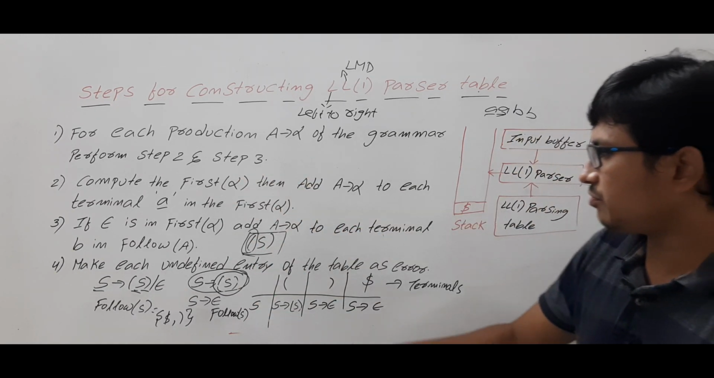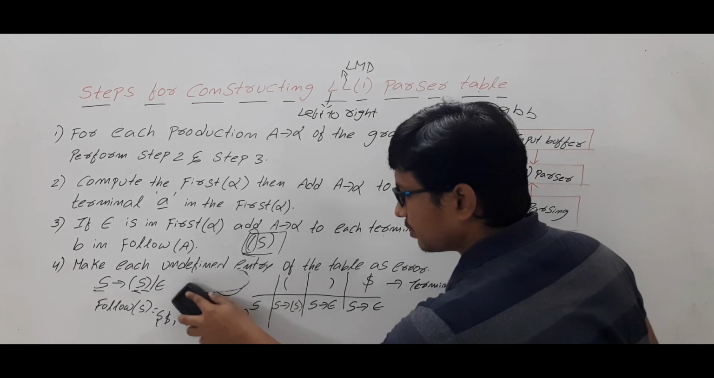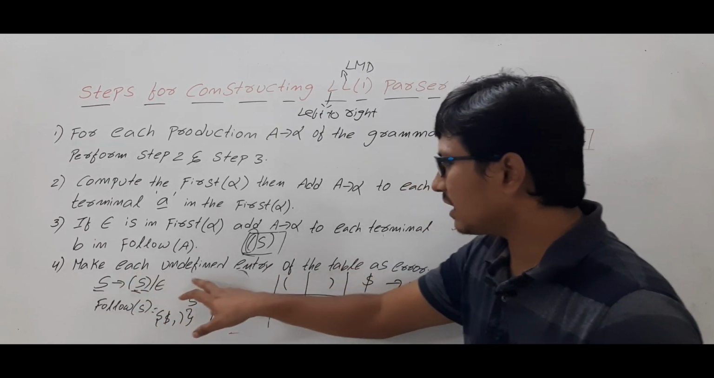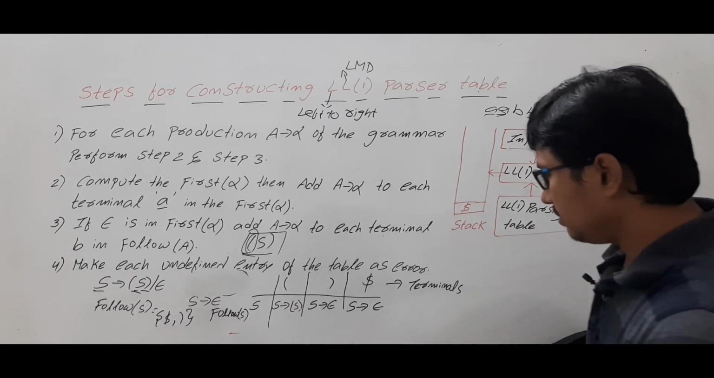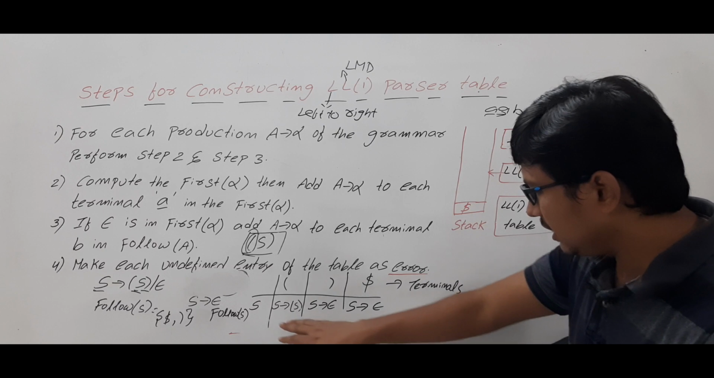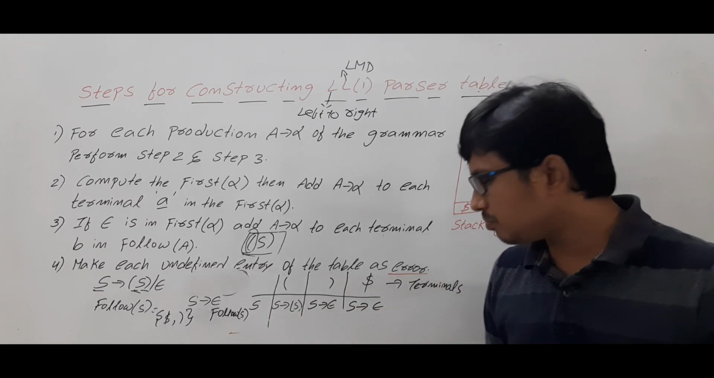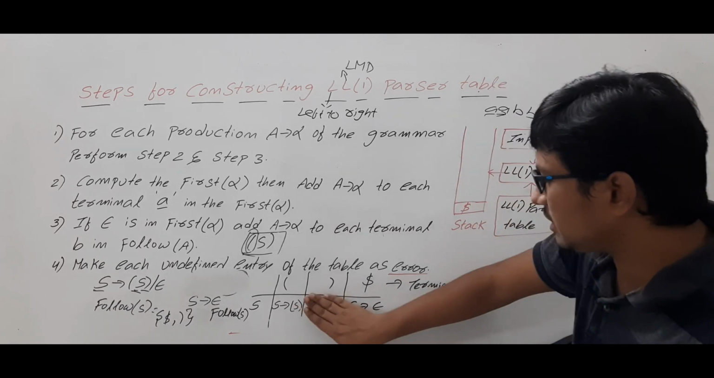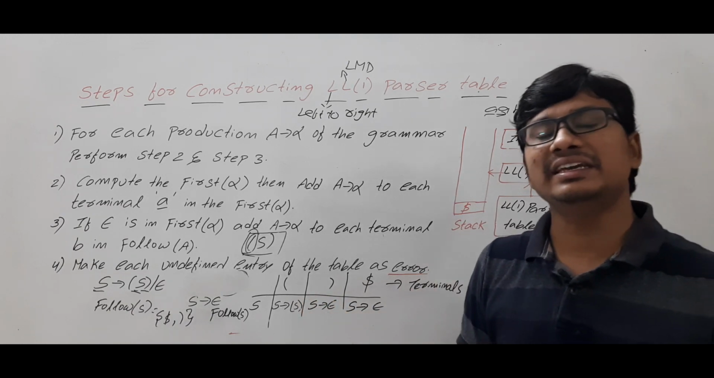Now, what is step 4? Let me erase this one so that you will understand step 4. Make each undefined entry of the table an error. Meaning, if you have any undefined entry, here all the entries are defined, but in some examples, some places will not have any productions. Let's take that here you don't have any production. Then that place we will call an error.